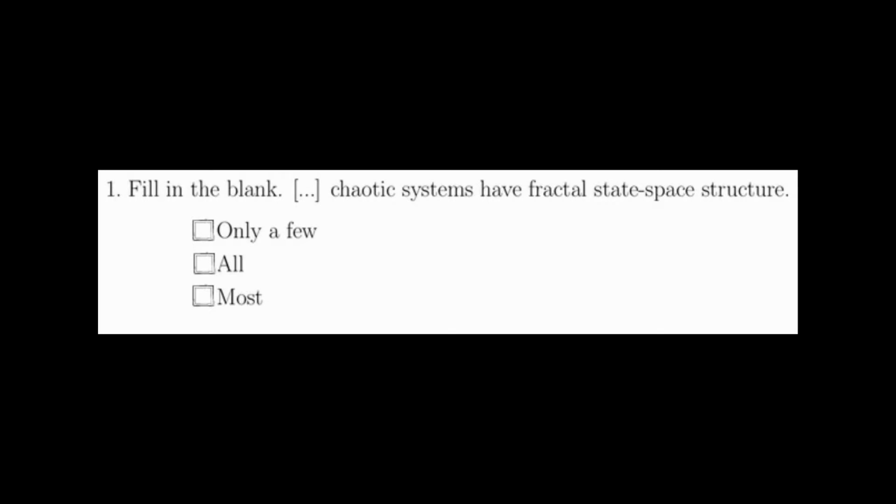For the first question, we need to fill in the blank. If only a few, all, or most chaotic systems have fractal state space structure, the answer to this is most. While having fractal state space structure, or having an attractor with fractal dimension, is often a signature of a chaotic system, it is not the case that all chaotic systems have fractal dimension.